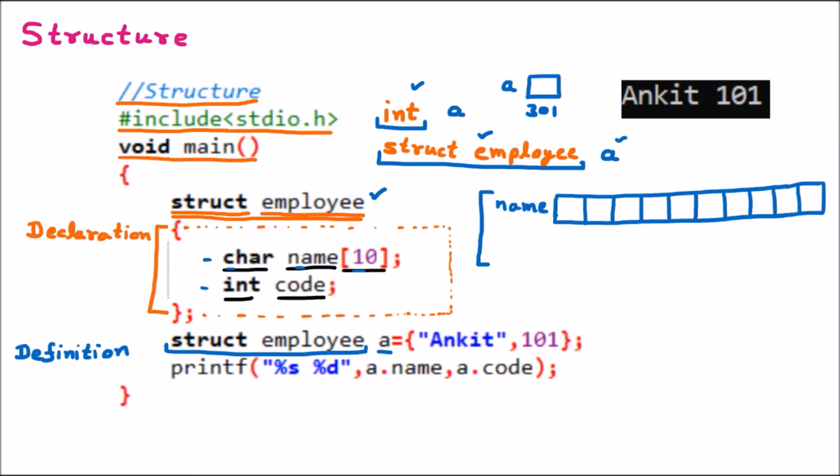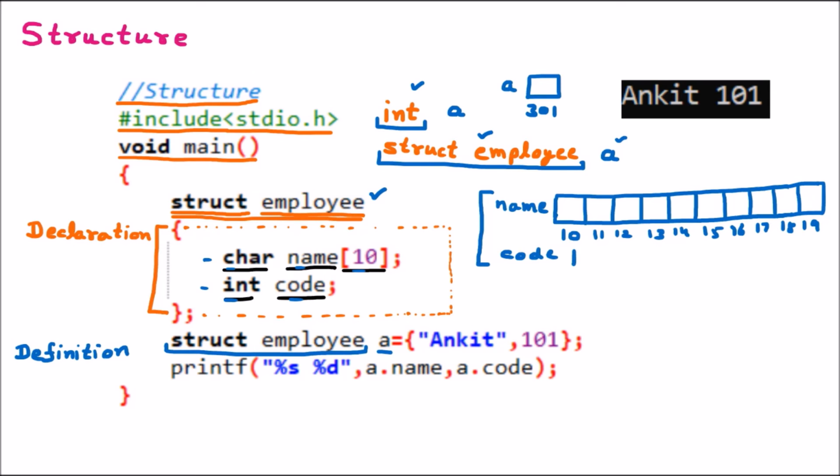Let's assume that the memory is starting from 10 and here we are using a character array. That's why there is 1 byte of storage for every character. So here 11, 12, 13, 14, 15, 16, 17, 18 and 19. These are the memory addresses where this is stored. Then the second part is an integer. So here we are going to declare one variable, code.